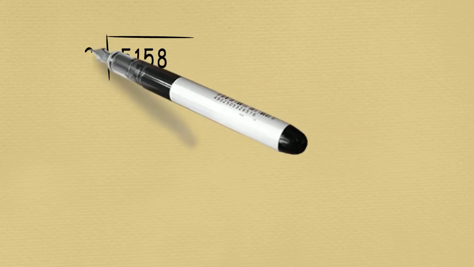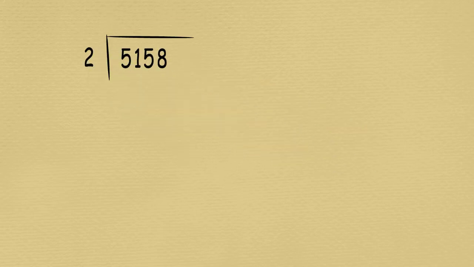Okay, let's do the example of dividing 5158 by 2. What I'm going to show you is to do division as a series of subtractions only and nothing else, okay? We're just going to follow some steps, okay?